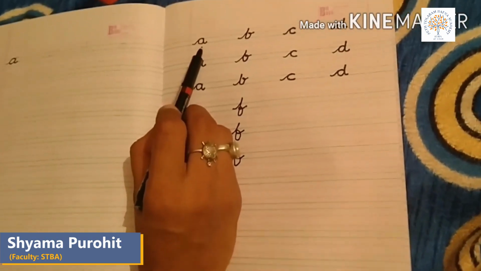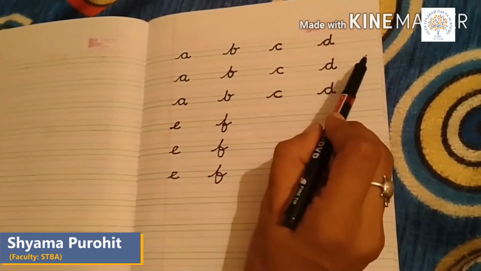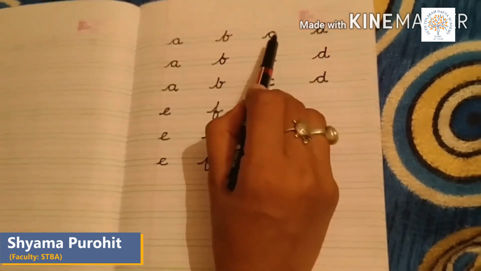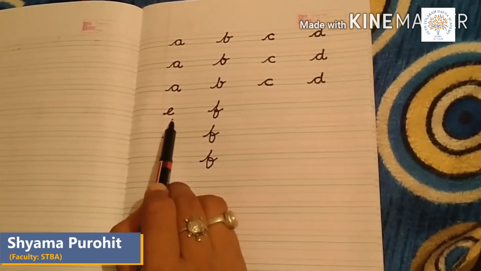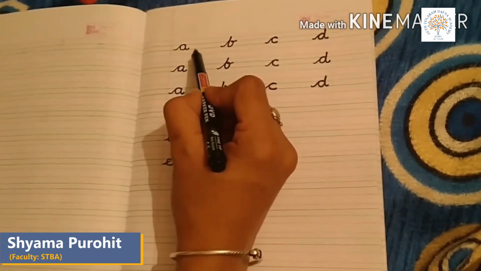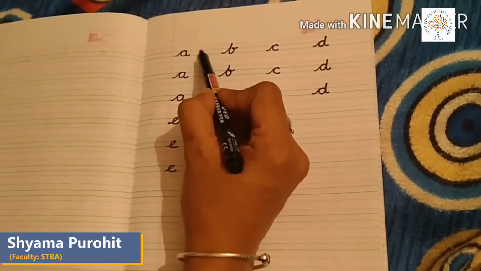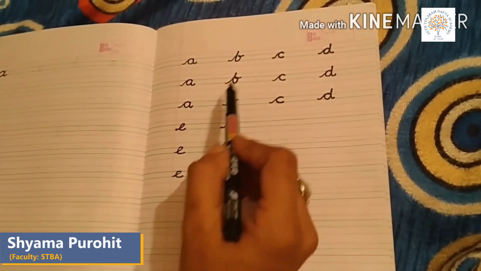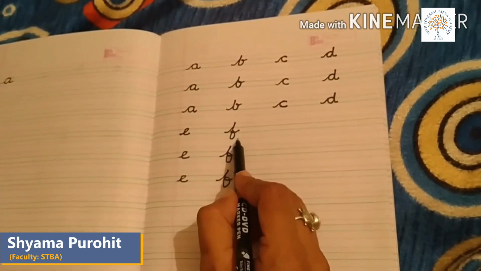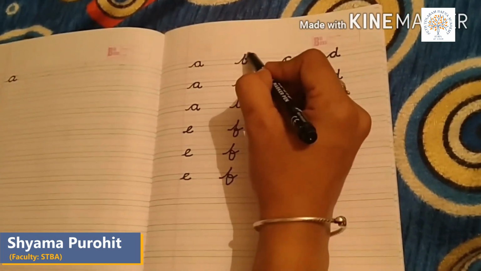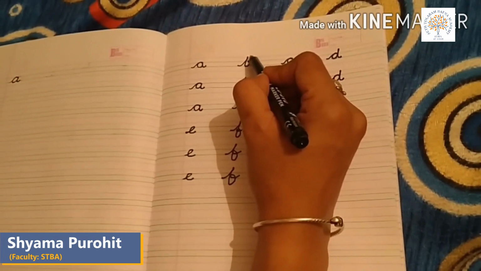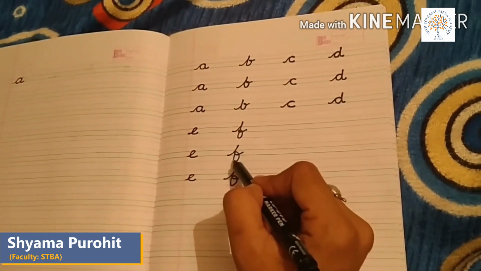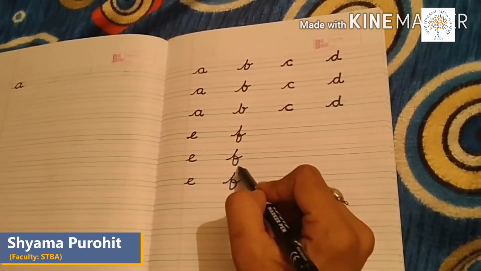So students, we learn that each small cursive starts from the third line. Letter A, C and E we have to write between third line to second line, and letter B, D and F have to raise to red line, and letter F will come down to the fourth line.